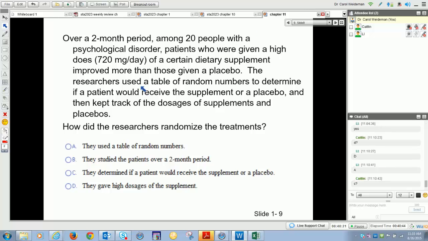Now right here they told you they used a table of random numbers to determine if the patient would get the supplement or the placebo. So they used a table of random numbers. Many times they won't tell you how they actually did the randomization, but this time they did.